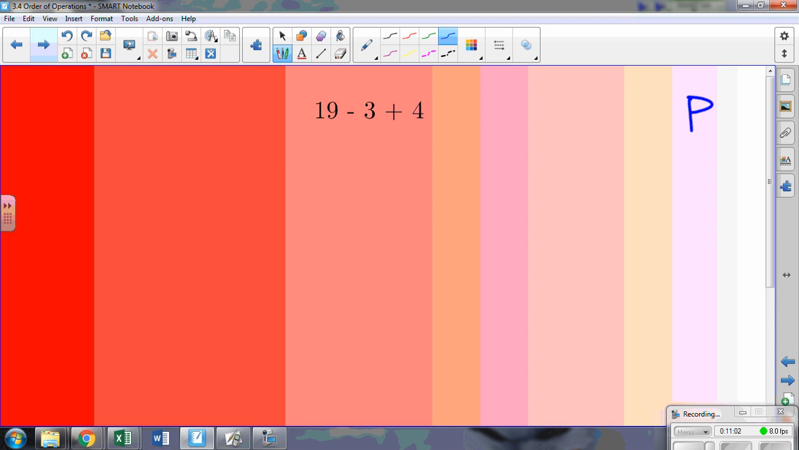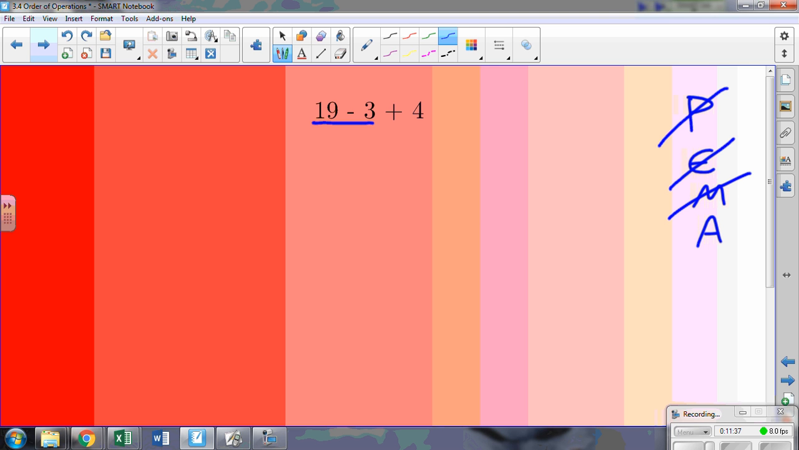Okay. Parentheses? No. Exponents? No. Multiplying or dividing? No. Adding or subtracting? Yeah, we've got them both. Which one do you do first? Which one is farther left? With mixed addition and subtraction, you need to do the one that's on the left first.